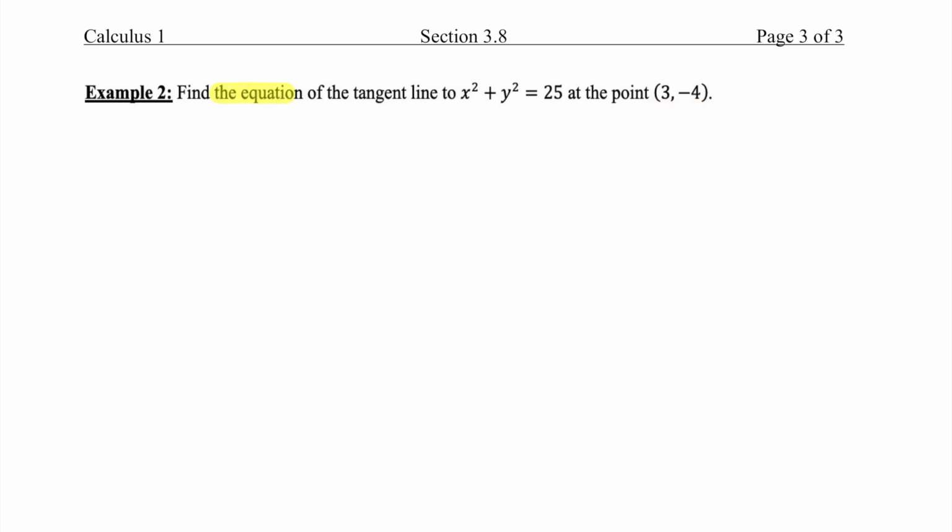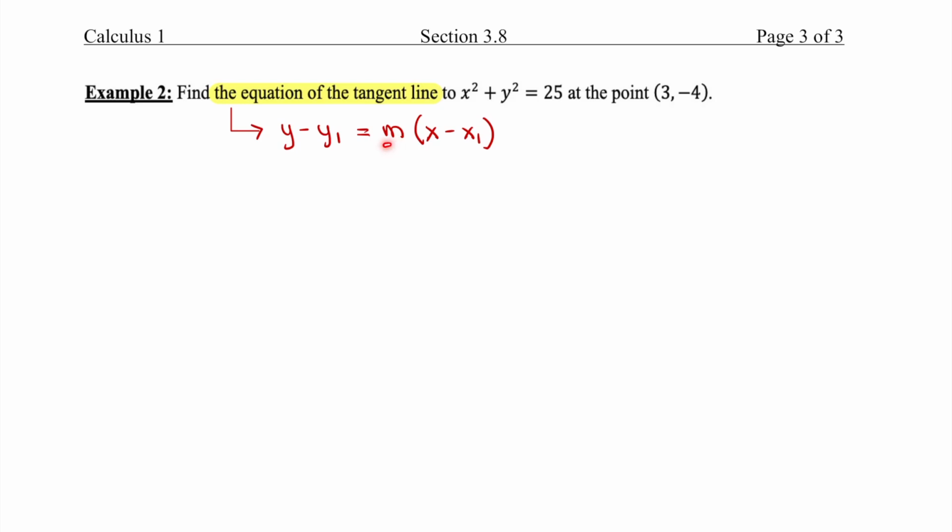For the equation of the tangent line, we can use the point slope formula. The point slope formula says y minus y1 equals m times x minus x1. So to use this formula, we need the slope and a point. We have a point (3, -4). So my x1 is 3, y1 is negative 4. Now we need to find the slope.